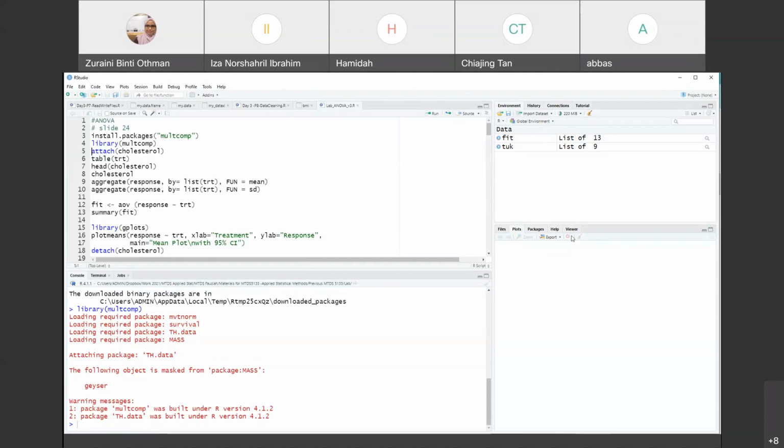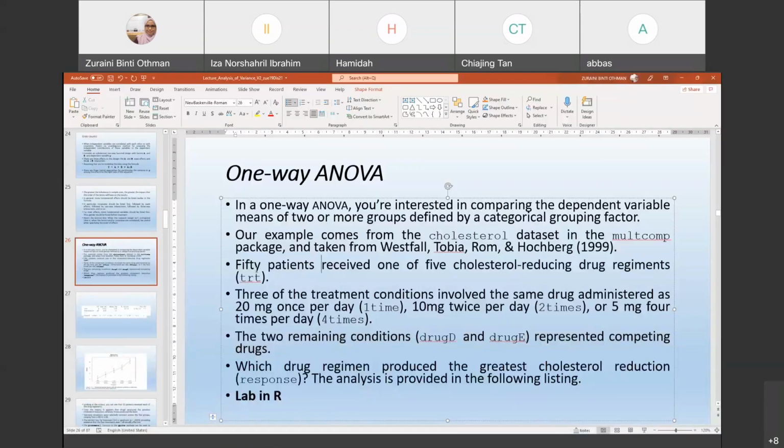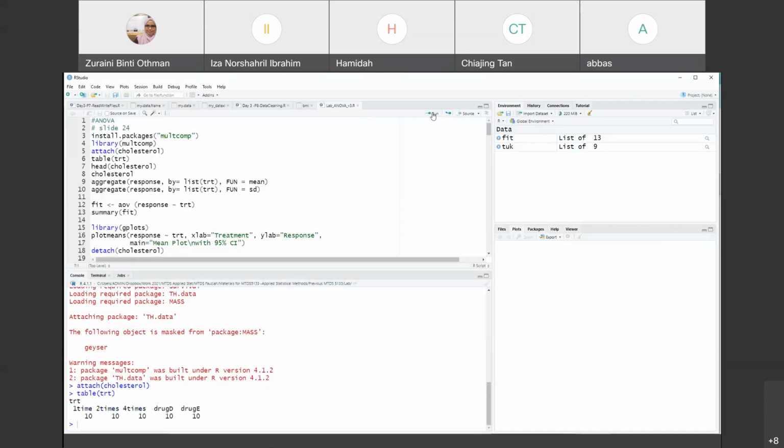If we want to know the function attach in more detail, you may search here. Okay, and this is attach to cholesterol. Okay, we already attached the cholesterol, and this is the table TRT. In this cholesterol data frame, there is the table TRT. Okay, what is TRT just now? 50 patients receive 1 of 5 cholesterol reducing drug regimen. Okay, this is the TRT. Okay, this is the table TRT.